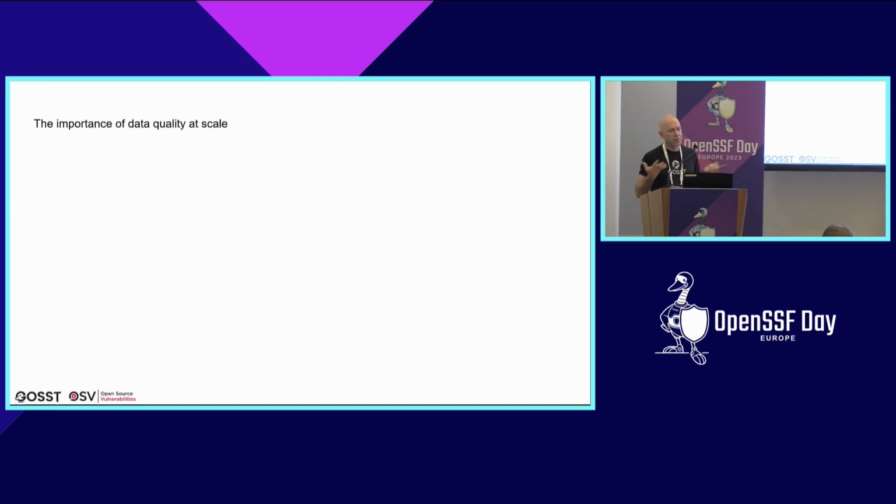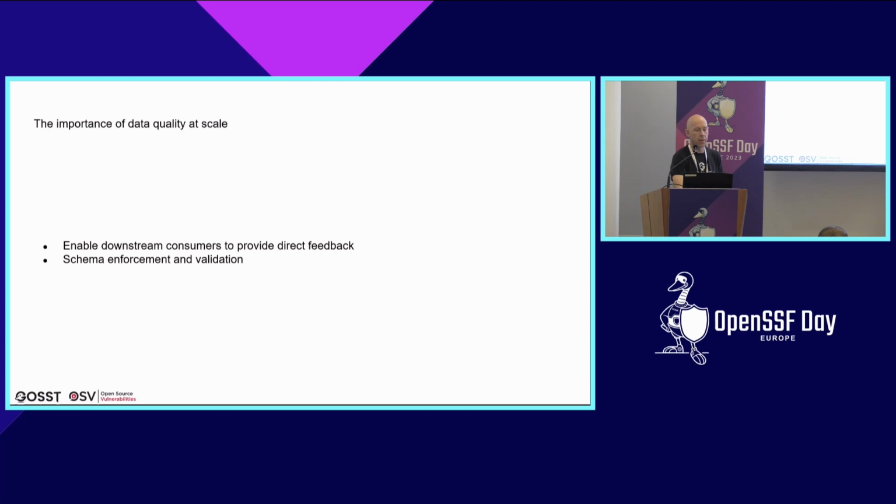So I hope you're able to see from these few examples, getting the data quality story right at scale is both challenging and really important. Some of the initiatives coming in this space include making it easier for downstream consumers of OSV.dev's data to provide direct feedback to the source of that data, schema enforcement and programmatic data validation at import time, and machine-readable feedback from import time record validation.